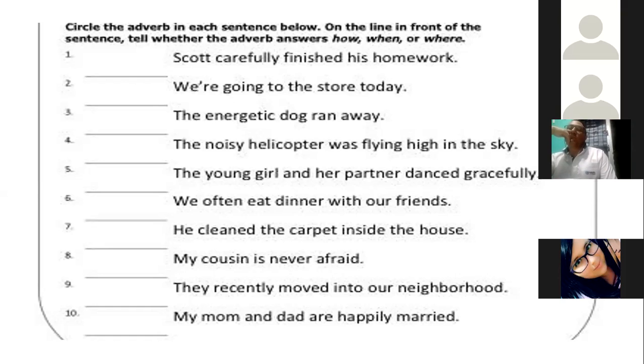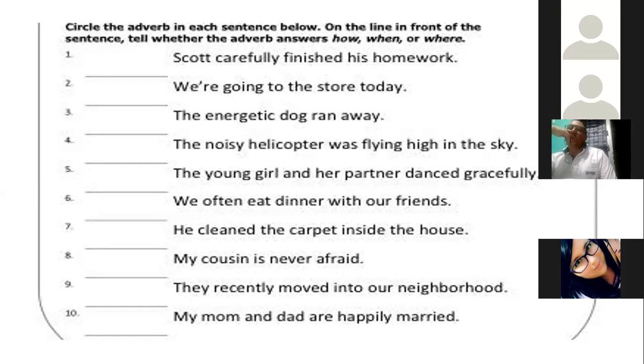Okay, volunteer for number six. Me, teacher. Okay. We often eat dinner with our friend. I think often. Often, right. It's a frequency adverb. Tell us when. When? Yeah, when. Okay, very good.